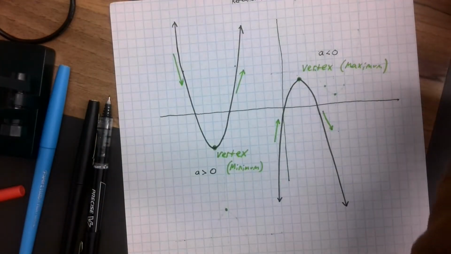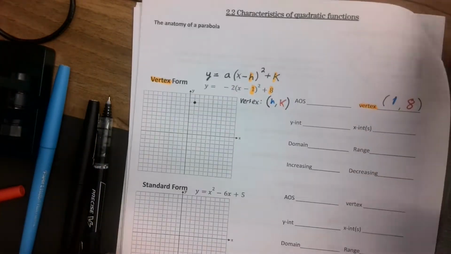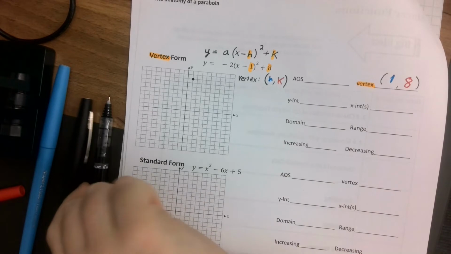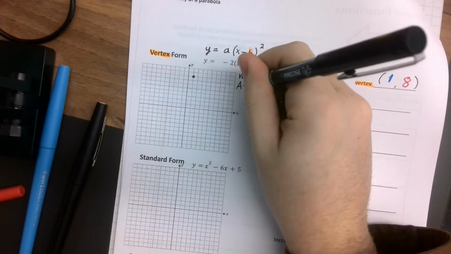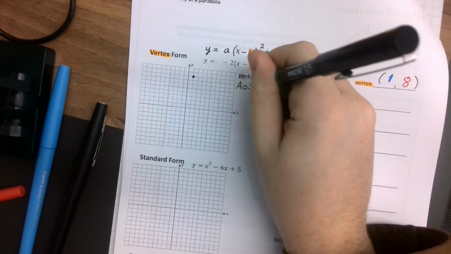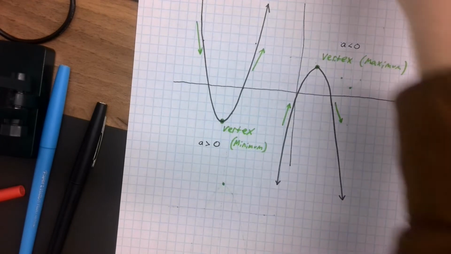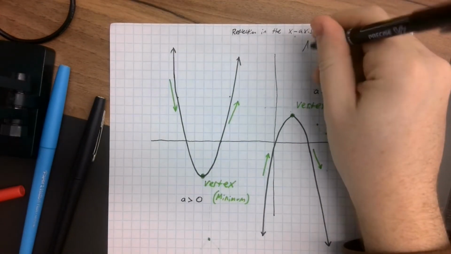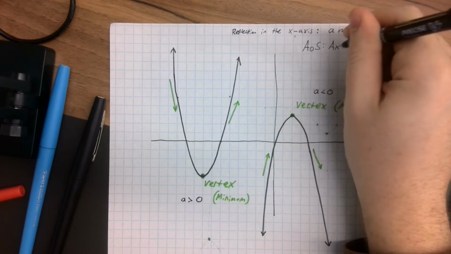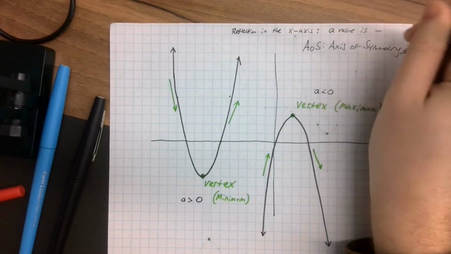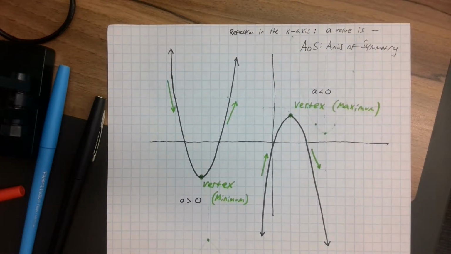The next thing to find in vertex form is something called the AOS. Now, I want to explain what the AOS is first before we actually go and find it. AOS stands for axis of symmetry. Once again, the AOS is the axis of symmetry. And the axis of symmetry is basically just where we see our graph flip.